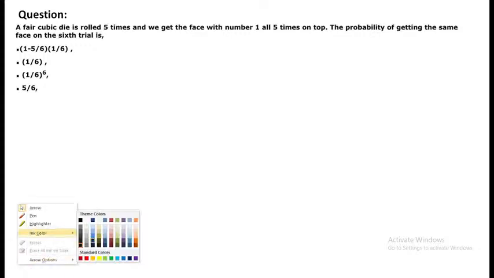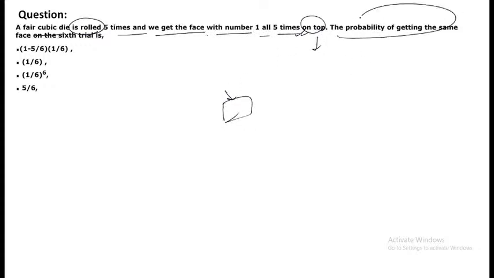Okay, get the answer for this particular question, everyone. Question is saying a fair cubic die is rolled 5 times and we get the face with number 1 all 5 times at the top. The probability of getting the same face on the 6th trial is what? This type of question has been repeated 3 to 4 times in the examination. So try to get the answer for this.